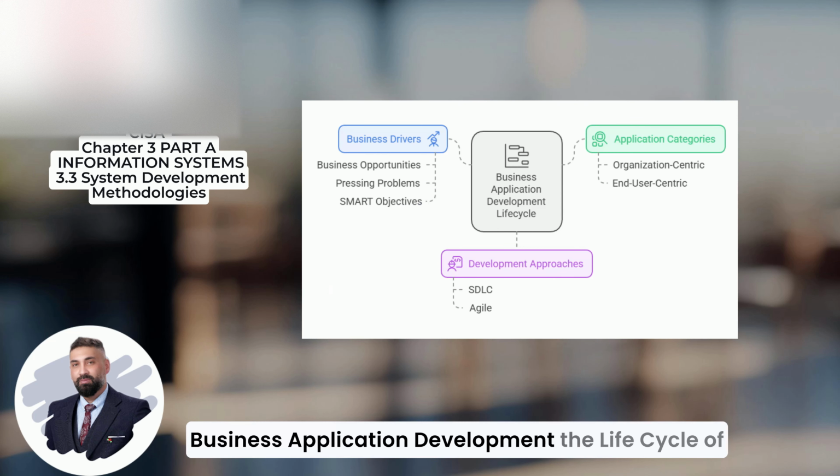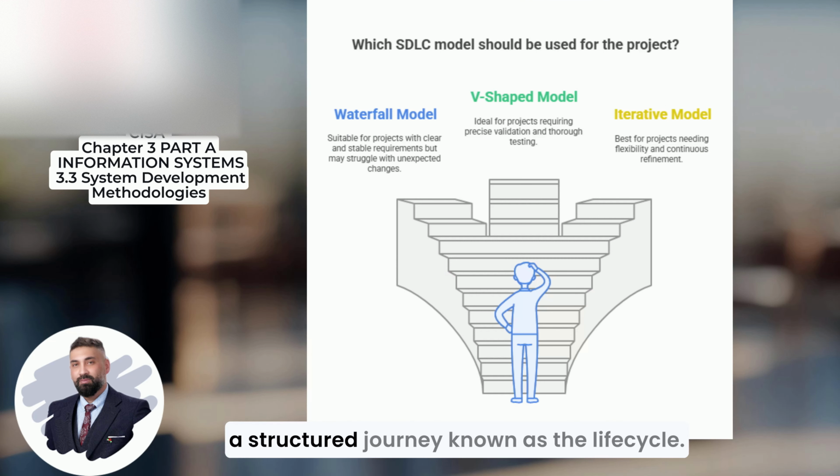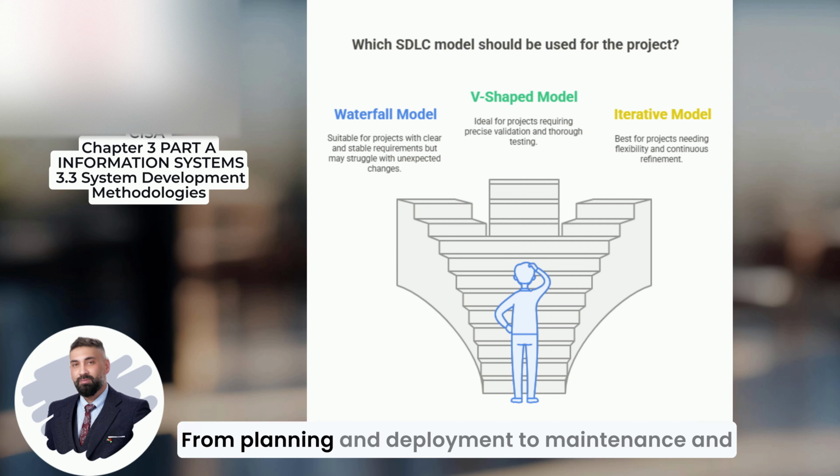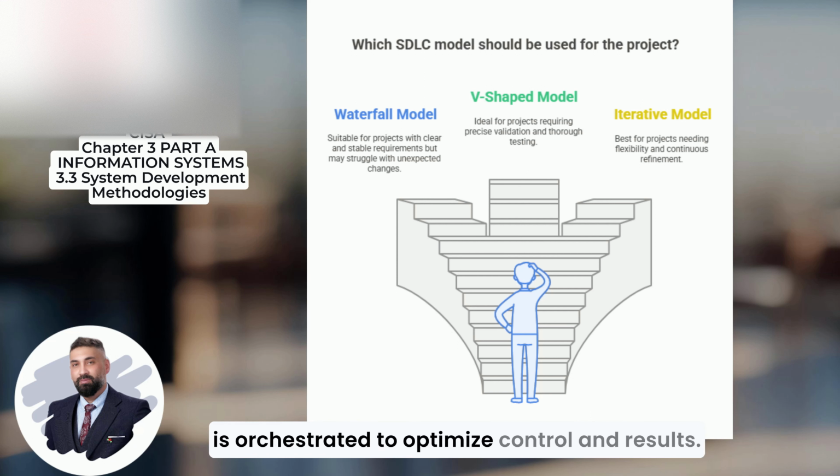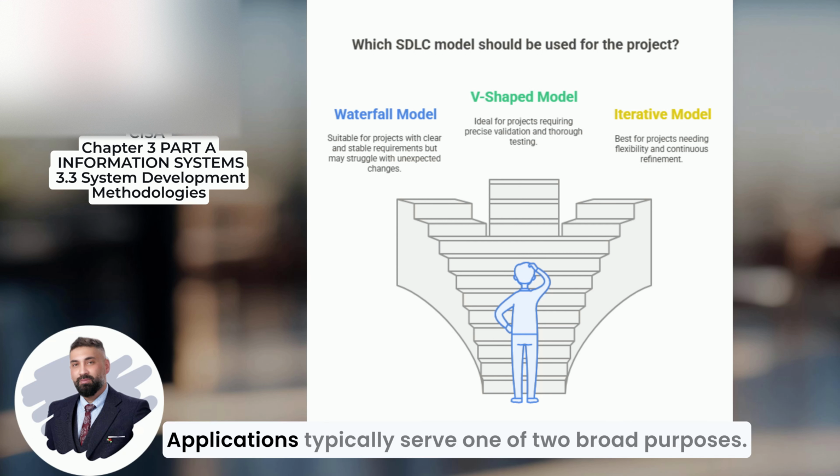Business application development, the life cycle of innovation. Every business application is part of a structured journey known as the life cycle. Think of this process as a staircase, with each step building on the one before it. Each phase ensures nothing is left to chance. From planning and deployment to maintenance and eventual retirement, every aspect of application development is orchestrated to optimize control and results. Applications typically serve one of two broad purposes.